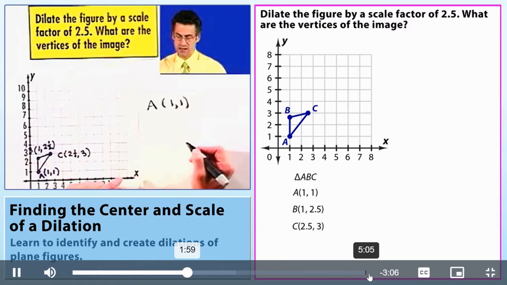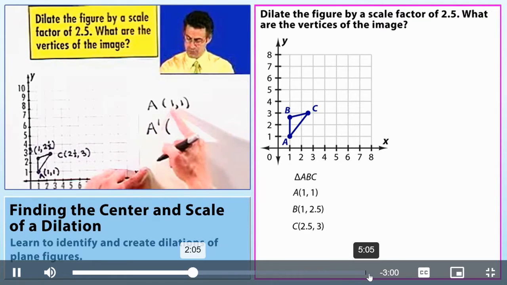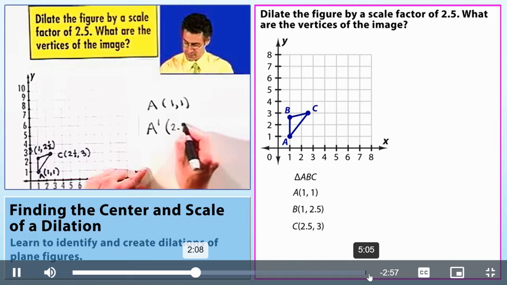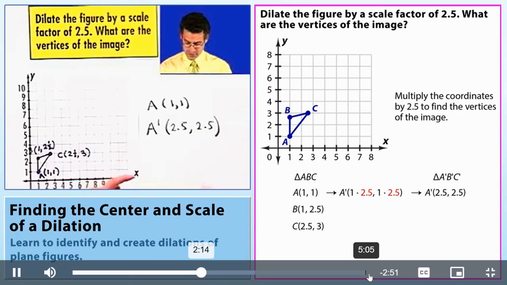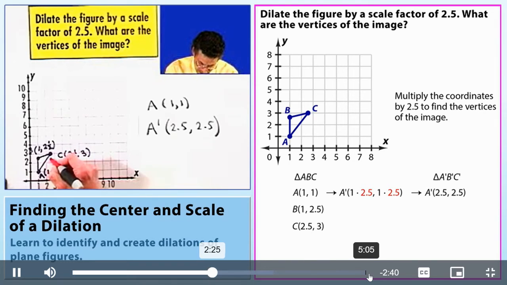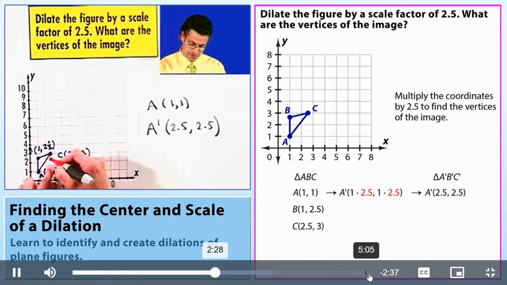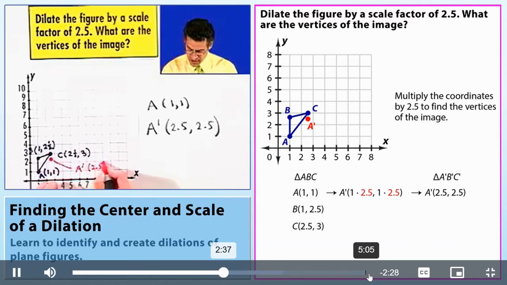Where does that go after we dilate by a scale factor of 2.5? Well, it goes to A prime, which is going to be 2.5 times 1, which is 2.5, comma 2.5 times 1, which is another 2.5. So what do we have? We see that this point A gets transformed to the point 2.5, comma 2.5. It's going to get a little crowded in the picture, but you can see that point. That point is A prime, and its coordinates are 2.5, comma 2.5.